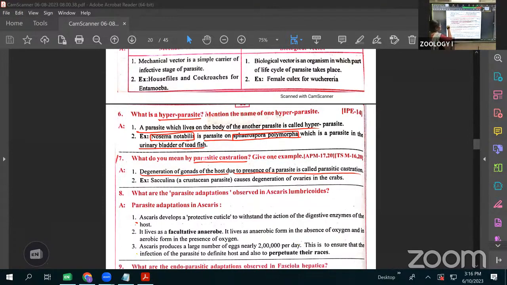This is also a very, very important question. Next is the example, Sacculina, which causes the degeneration of the ovaries of the crab.